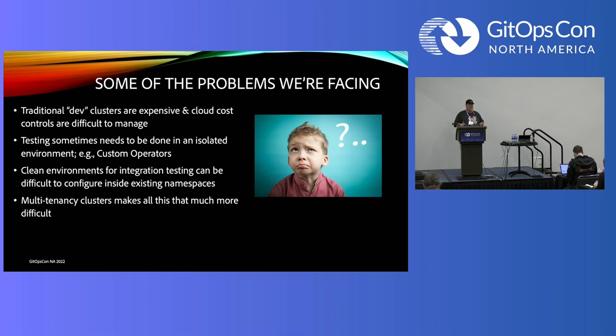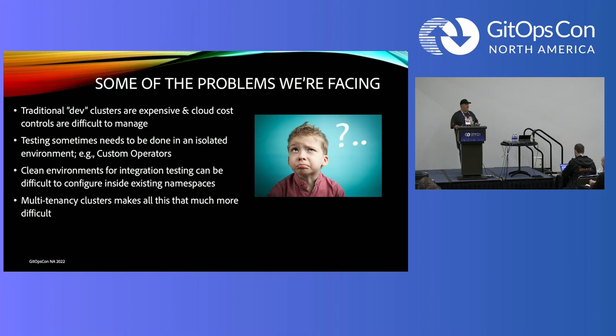Other times, with testing environments, you need them in an isolated environment. Testing custom operators is very difficult. We're in a multi-tenant environment, so we have multiple tenants on the same clusters. We have some dedicated clusters, but most of our environment is multi-tenant. So if you're working on a custom operator like, let's say, Prometheus, and you're updating the CRD, and let's say for some reason it's not backwards compatible, what's going to happen is you could break other developers on the same cluster. So those changes need to be isolated.